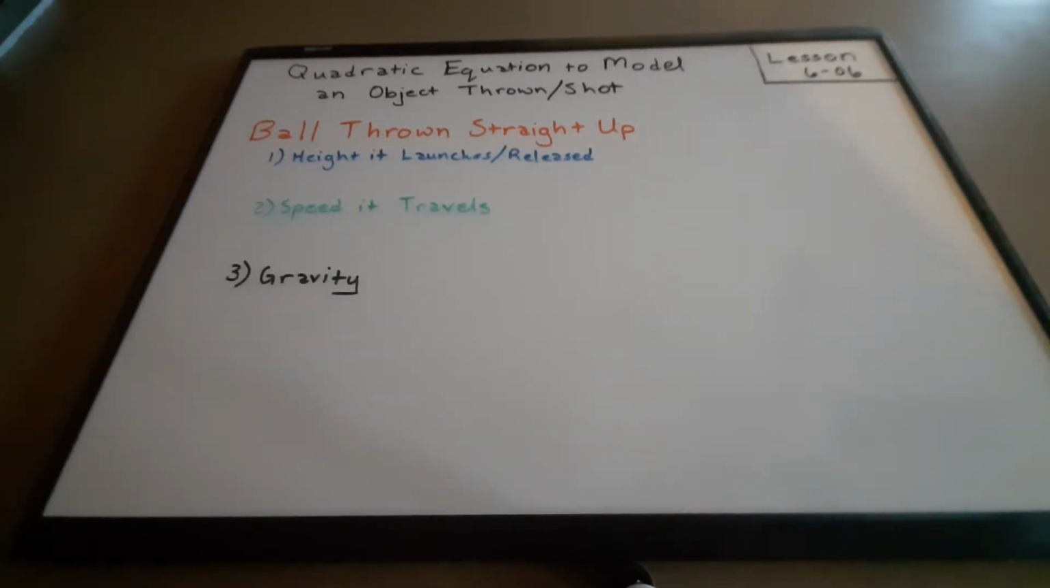So there are three things that we need to take into account when a ball is thrown or an object is shot. The first is the height at which it was launched or released. The second is the speed that it is traveling. And then obviously we need to utilize the idea of gravity, which we learned about how it acts on objects in 6.5.